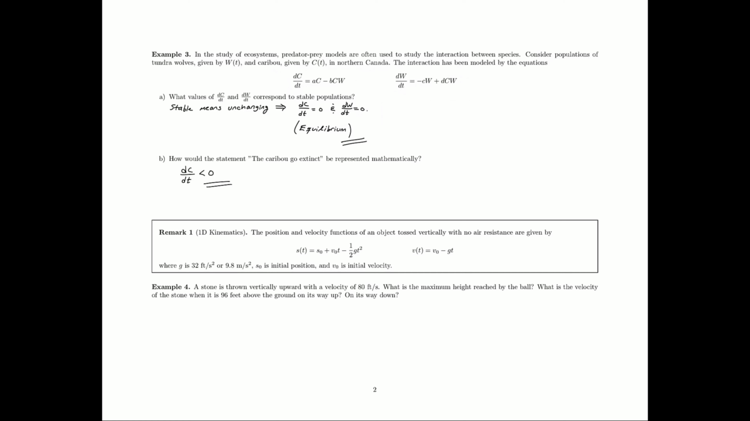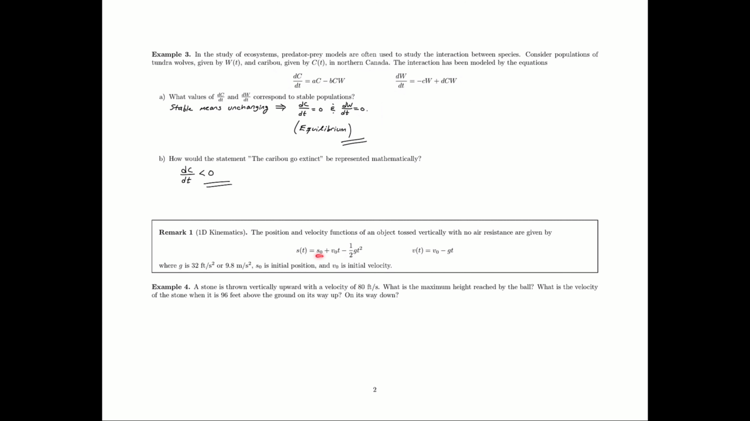Okay, this next example, we introduce one-dimensional kinematics. So we oftentimes will use kinematics to think of projectiles, of things moving. These are the very standard equations that you would see in a freshman physics class, or even a high school physics class. We have our position function.